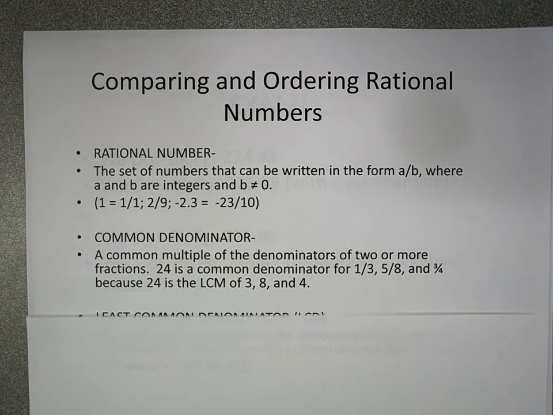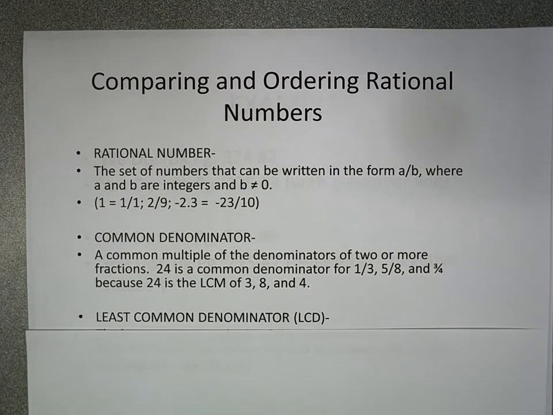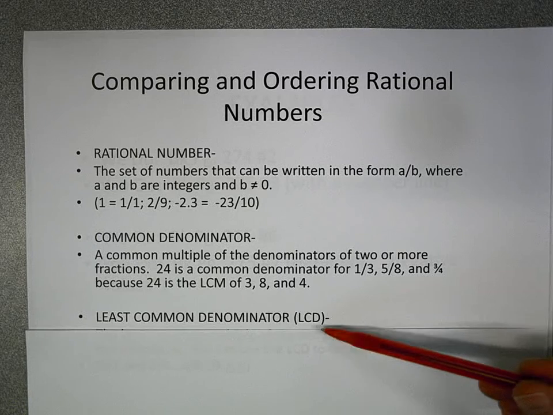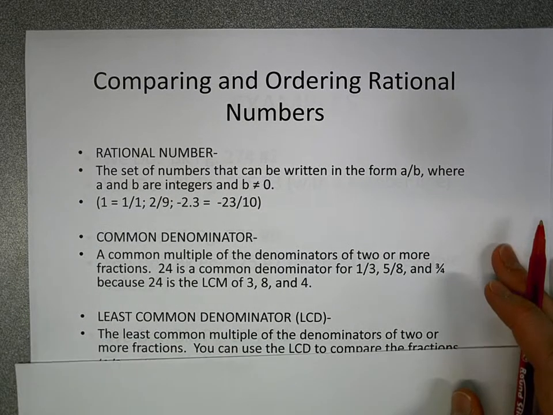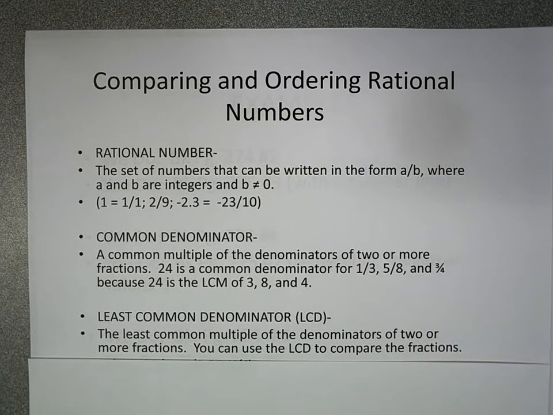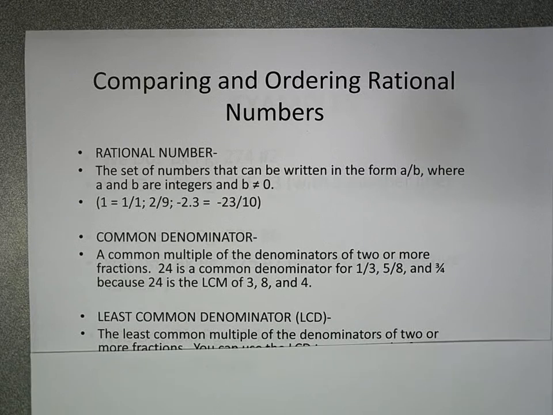Okay, so here we go. The last one is least common denominator. Everyone? Least common denominator. Your book sometimes will have the abbreviation LCD. It says the least common multiple of the denominators of 2 or more fractions. So when you're finding the least common multiple of the denominators, they call it the least common denominator. It's pretty much the LCM of the bottom numbers, the denominators of fractions.